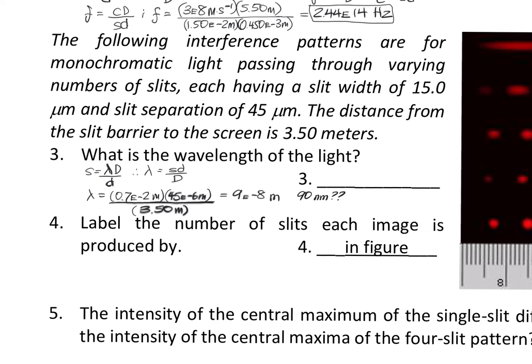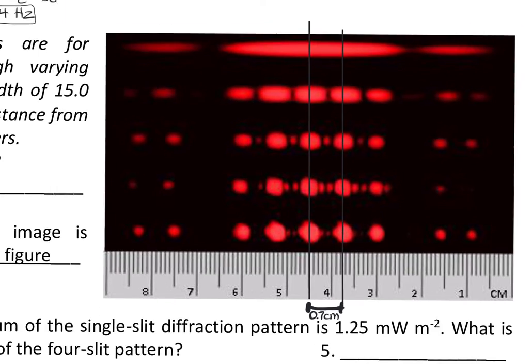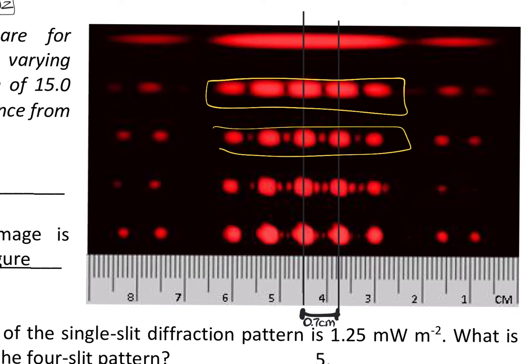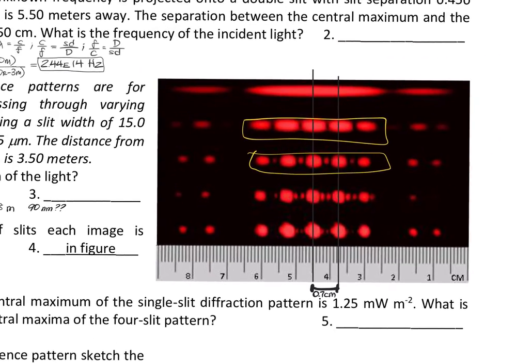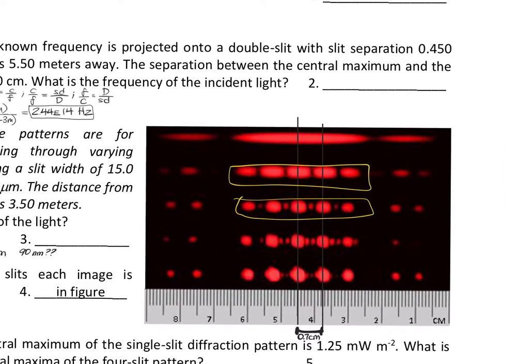Anyway, I still don't think that the slit width plays a role, because slit width plays a role in the creation of the envelope that modifies the pattern. The envelope I'm talking about is this area here and this area here, like that. That envelope is created by the single slit diffraction pattern, but that does not affect the wavelength of the light. So anyway, let's move on to number 4. Let me clean this up.